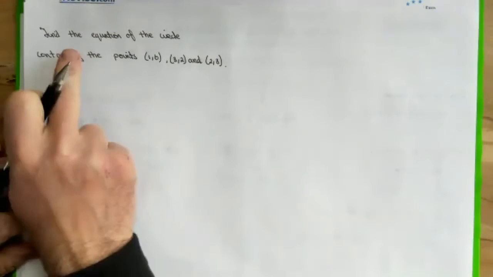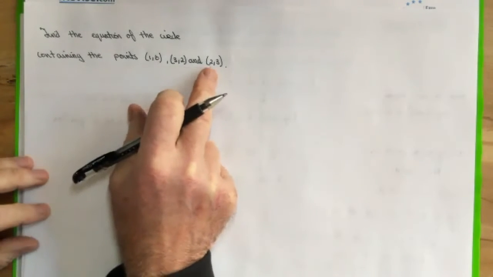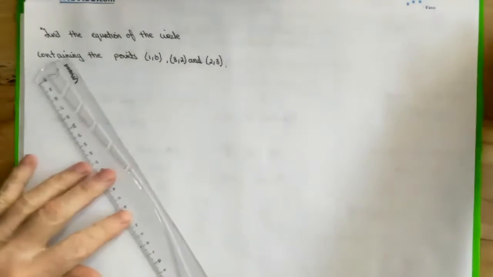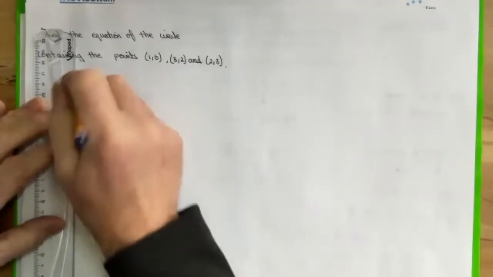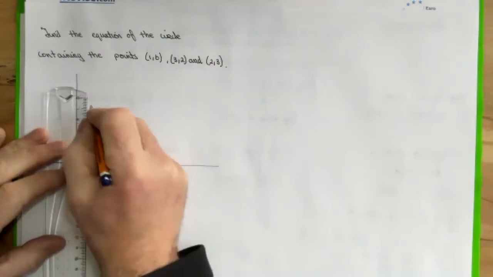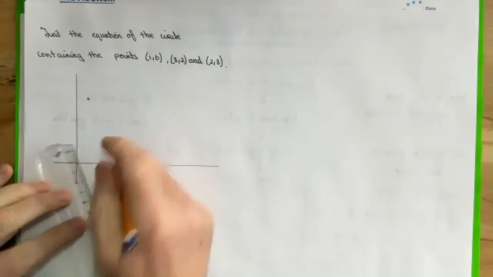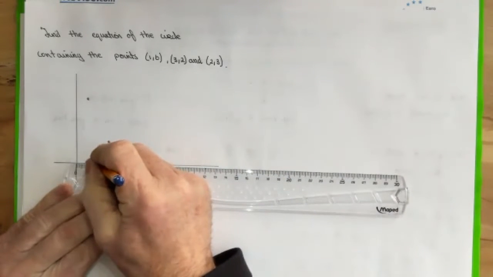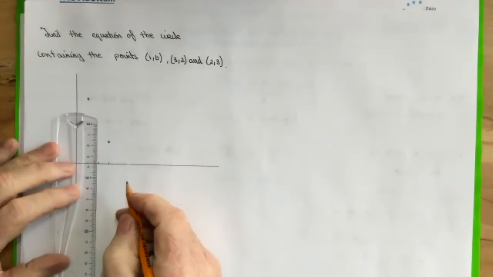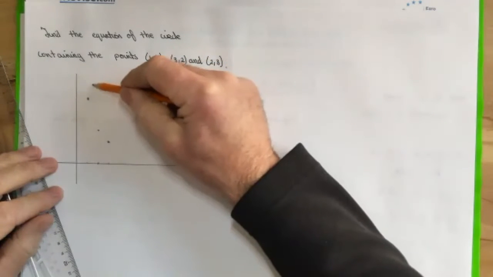It says, find the equation of the circle containing the points (1, 6), (3, 2), and (2, 3). I don't know it yet, but let's have a rough look at what this circle might look like. It contains the point (1, 6), which is there. It contains the point (3, 2), which is there, and the point (2, 3), which is there. So a circle that contains those three points may look like so.